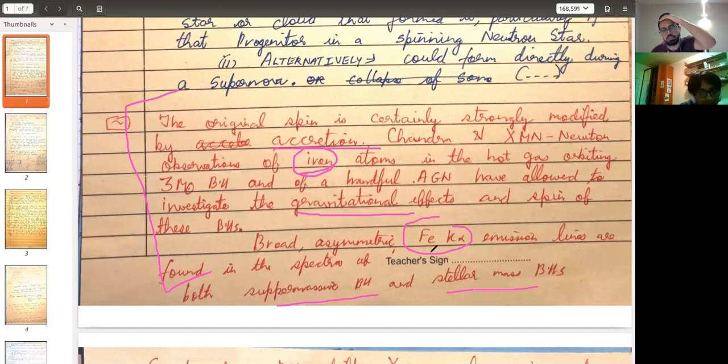So I think these elements are obviously very important to depict what is happening at the center of these compact objects. So this is more towards the, let's say, the astrophysics part.